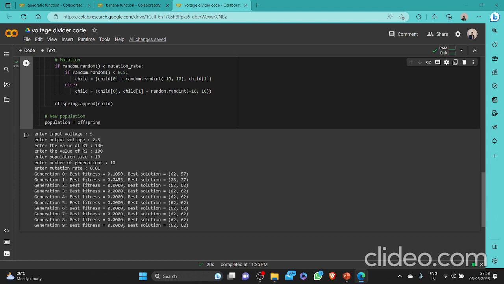When we keep this, we will get a result like this. Fitness will be 0.01, 0.1050. The best solution means the combination of R1 and R2. This 62 will be our desired resistor value. This means the optimized values of R1 and R2 are 62 and 62.